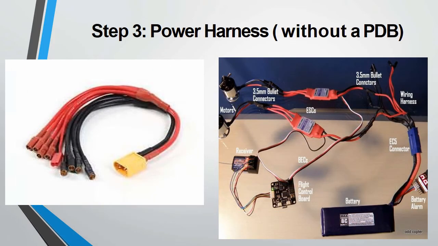Now, next step is power harness without a PDB. This power harness without a PDB, you can fit like this. I have shown it in the big picture. So here this is a receiver, and this is the flight control board, and this is the ESCs. These are 3.5 mm bullet connectors, and these are the motors, and this is again the wiring harness, and these are the connectors, and this is the battery alarm. This is the battery.